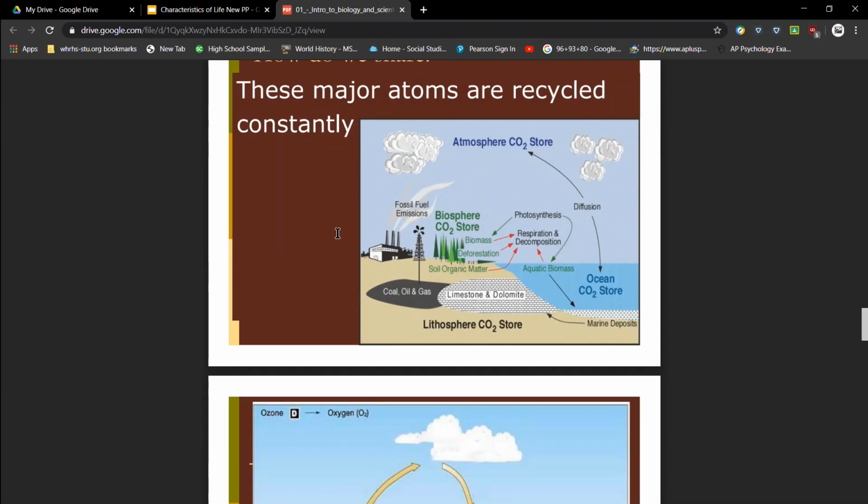So when we're burning fossil fuels, we're actually burning dead plant or animal matter, which contains carbon. And this puts the carbon back into the atmosphere, which then gets decomposed into the ground and these reservoirs, and that cycle just keeps going.